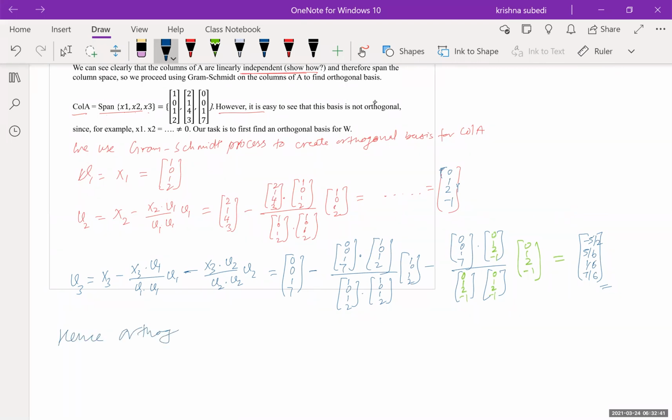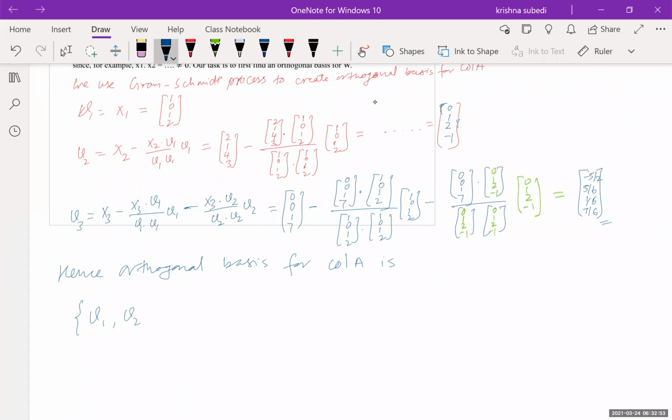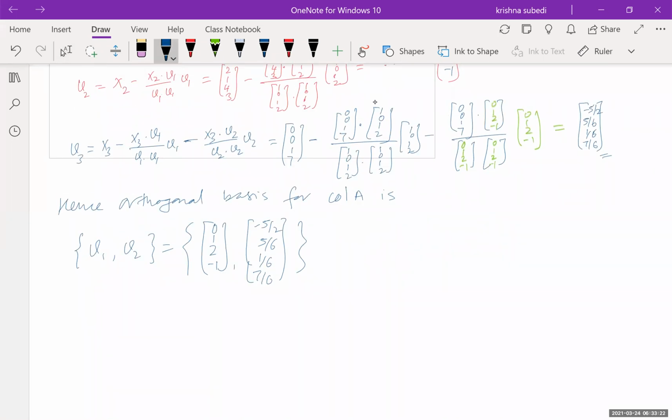Hence, the orthogonal basis for the column space of A is given by B1 and B2, where B1 is 0, 1, 2, -1, and the other is -5/2, 5/6, 1/6, and 7/6. Even though the question doesn't ask us to find the orthonormal basis, let us also find the orthonormal basis just for fun.